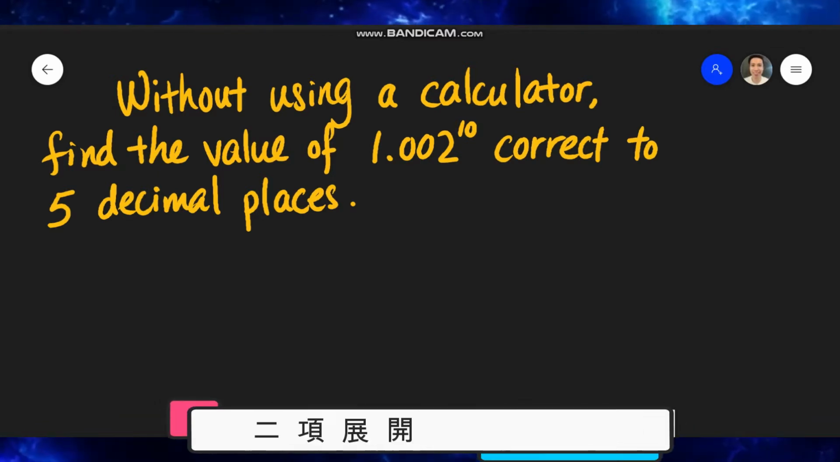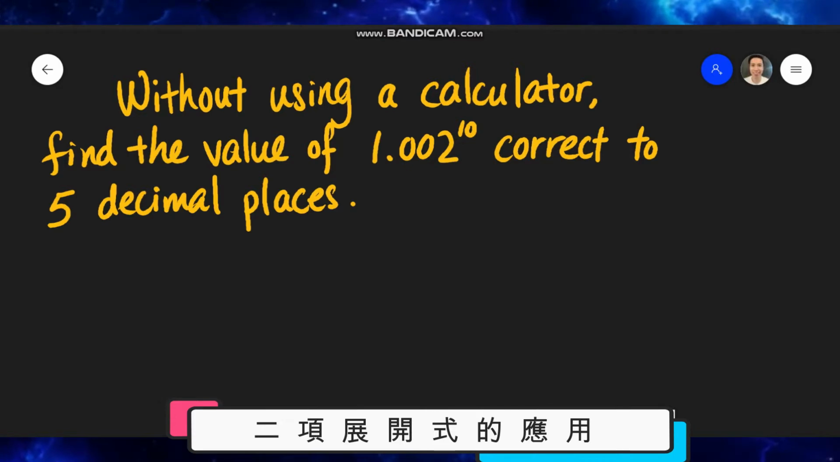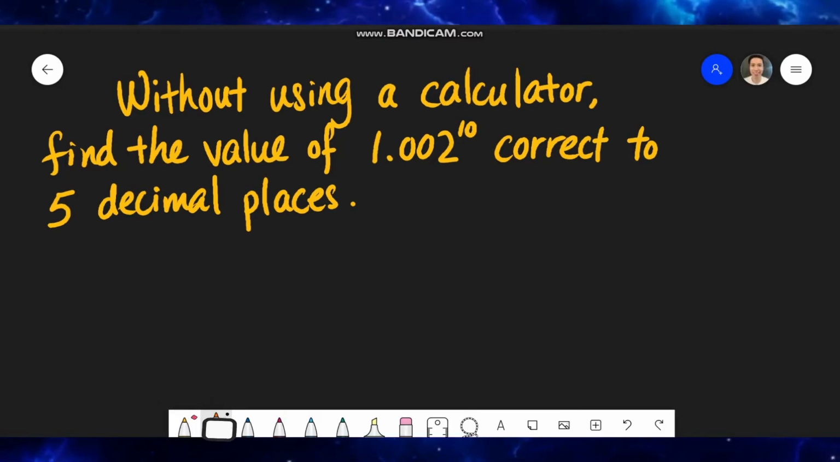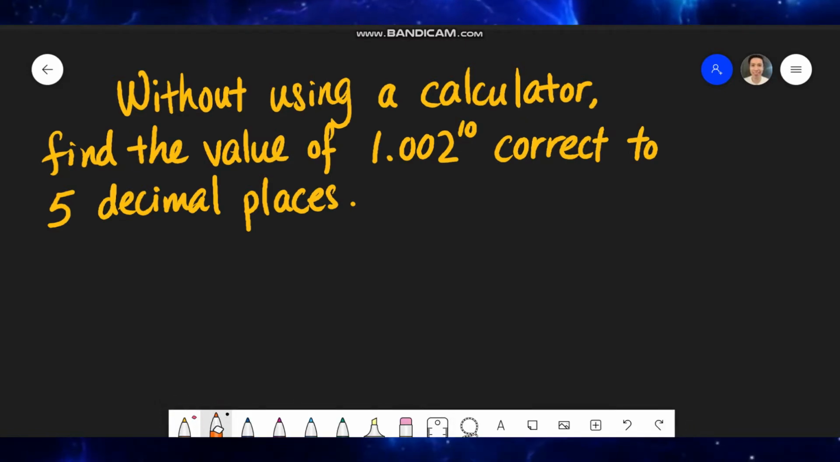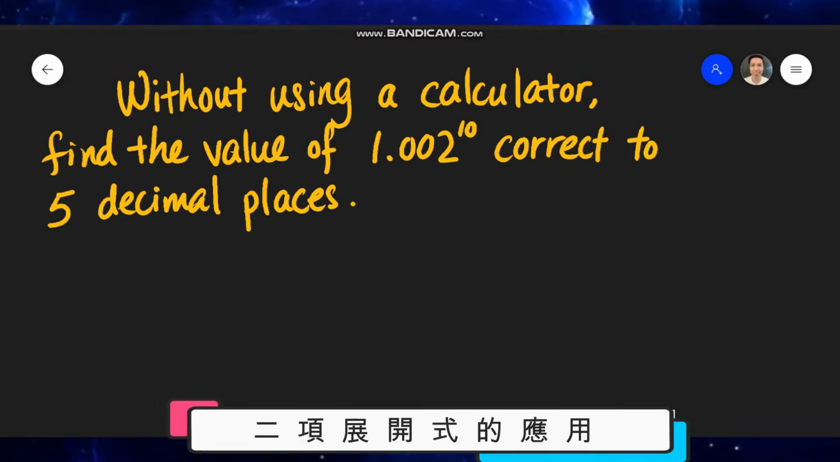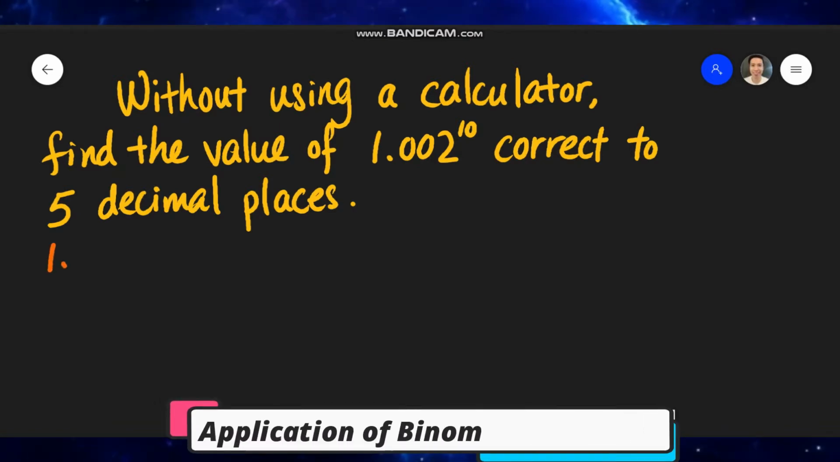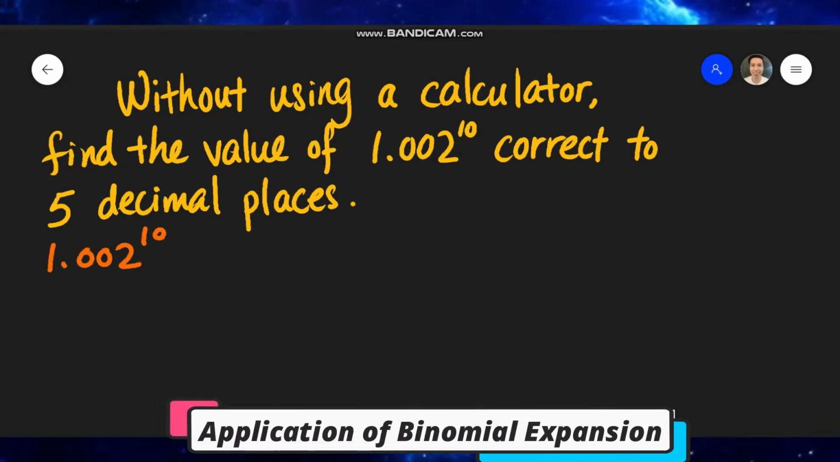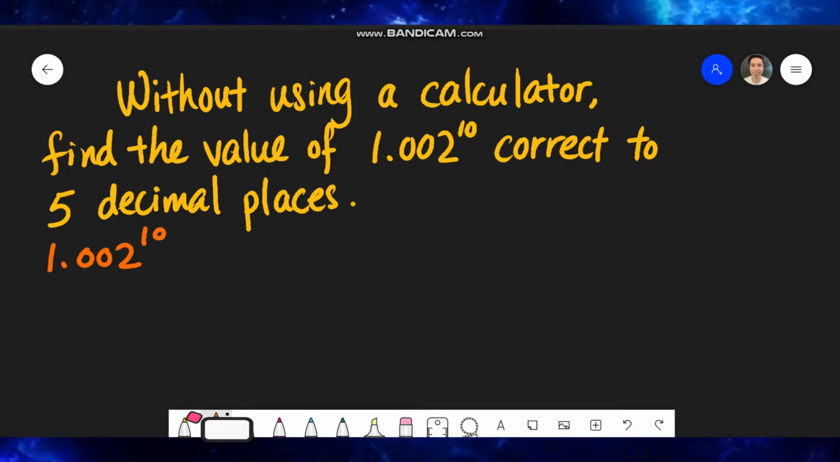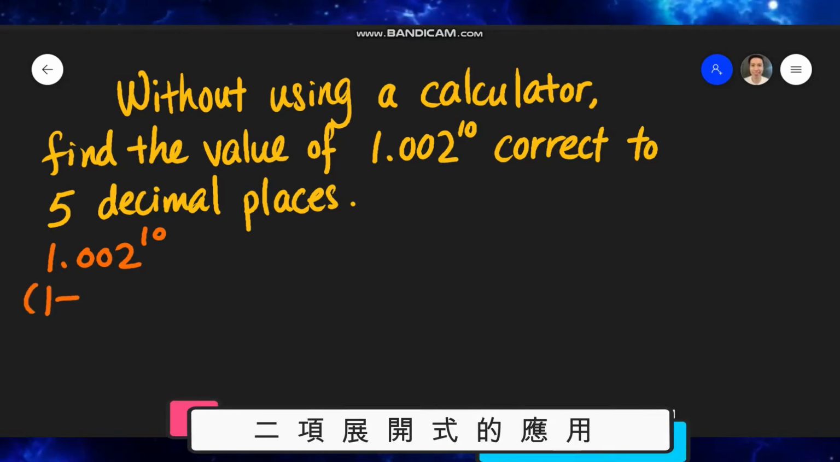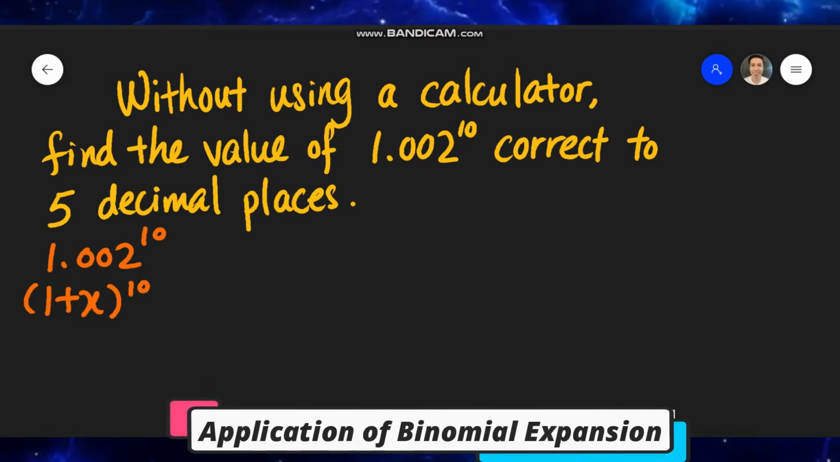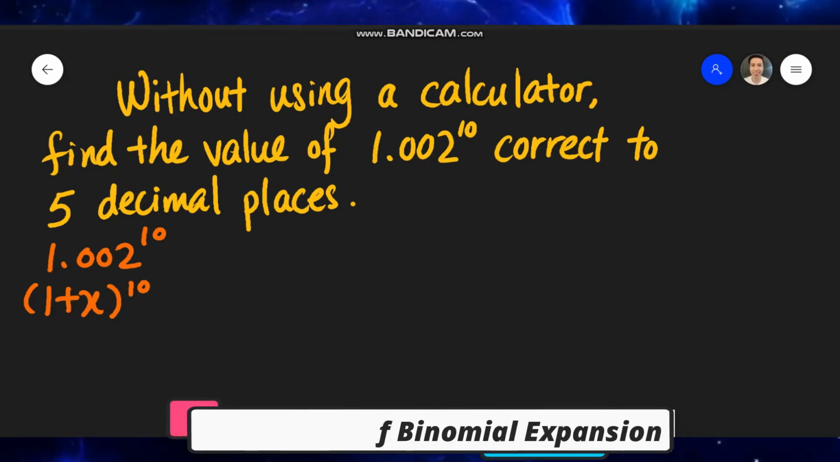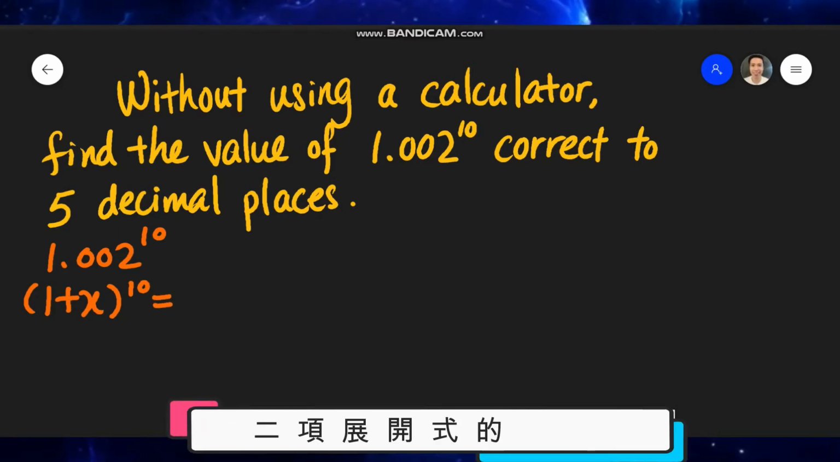The question asks us, without using a calculator, find the value of 1.002 to the power of 10 correct to 5 decimal places. Alright, so to tackle this question, we must know the binomial expansion. So let's start now. We have 1.002 to the power of 10. First of all, we can let this be (1 plus x) to the power of 10. So we make 1.002 become (1 plus x) to the power of 10. Now we may apply the binomial expansion.